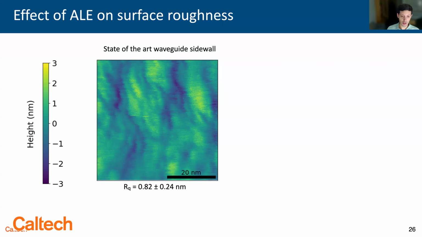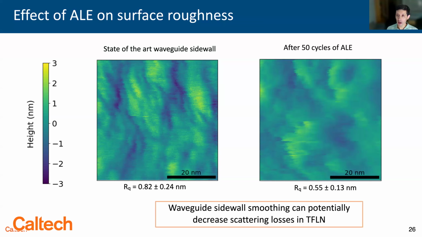And so the roughness here is about 0.8 nanometers RMS. After the process of 50 cycles, we can see the roughness has decreased to about 0.55 nanometer. So that is a promising indication that this sidewall smoothing from the process can decrease scattering losses in thin film lithium niobate, or TFLN as it's called.